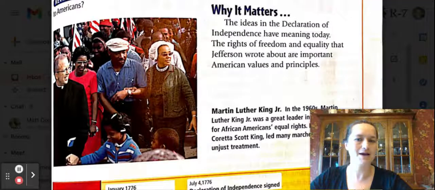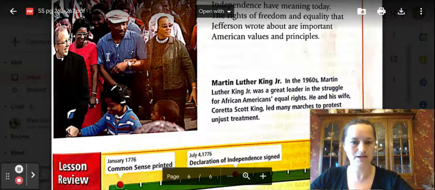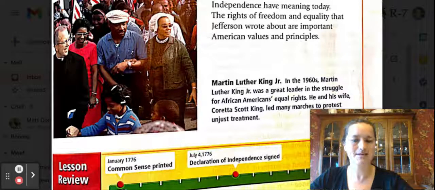Why it matters. The ideas in the Declaration of Independence have meaning today. The rights of freedom and equality that Jefferson wrote about are important American values and principles. Here is a picture of Dr. Martin Luther King Jr. In the 1960s, Martin Luther King Jr. was a great leader in the struggle for African Americans' equal rights. He and his wife, Coretta Scott King, led many marches to protest unjust treatment.